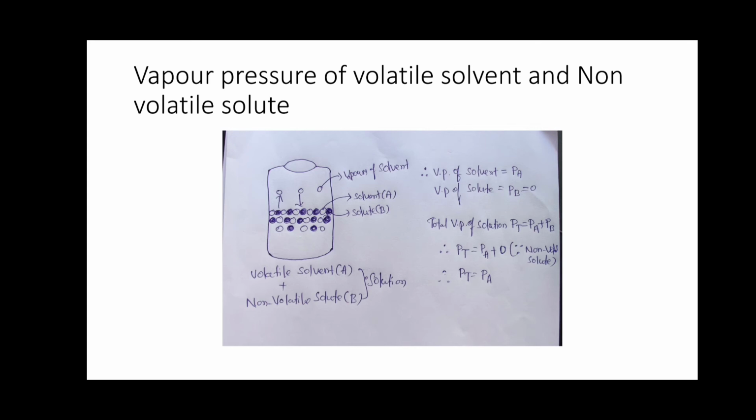So the total vapor pressure of the solution, PT, is equal to PA plus PB. Here PB is equal to 0. So the solution vapor pressure is equal to the vapor pressure of the solvent. So PT is equal to PA. This is another case. In a solution with different types of solvent and solute, depending upon their volatile nature, the vapor pressure of the solution will change.